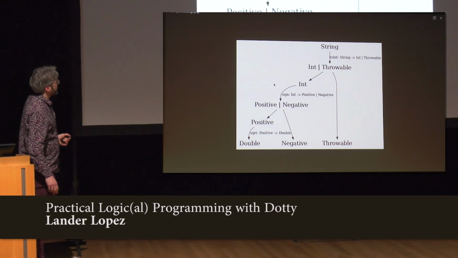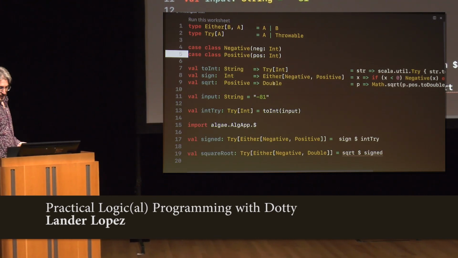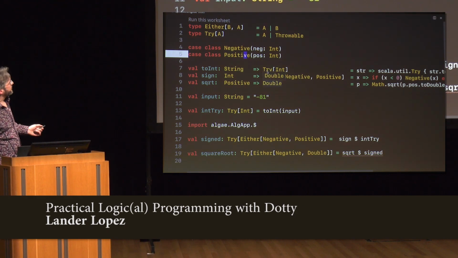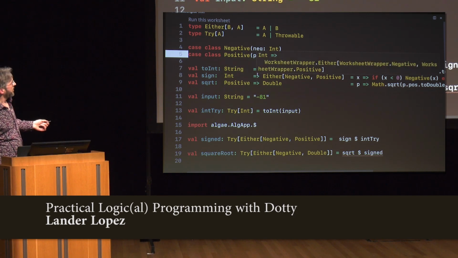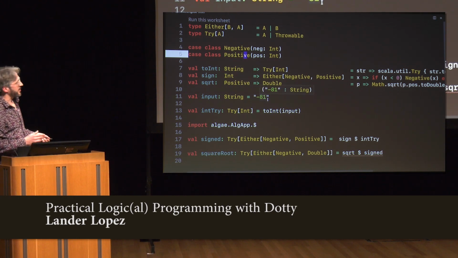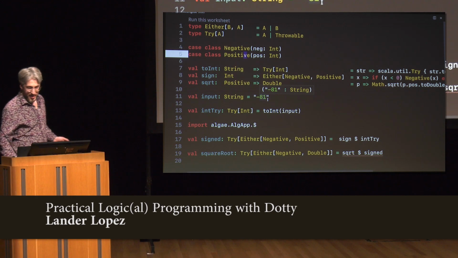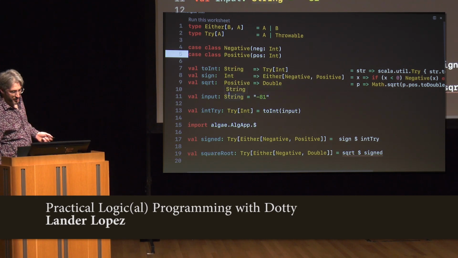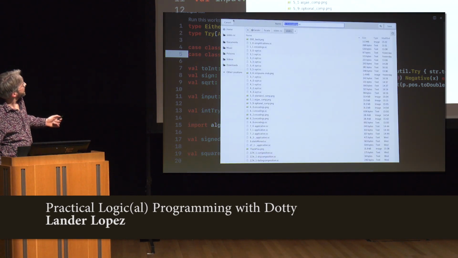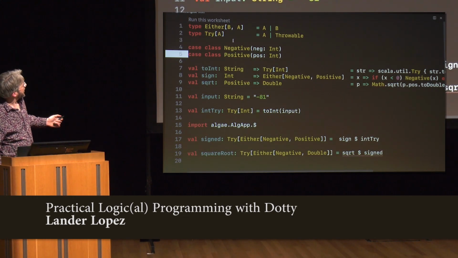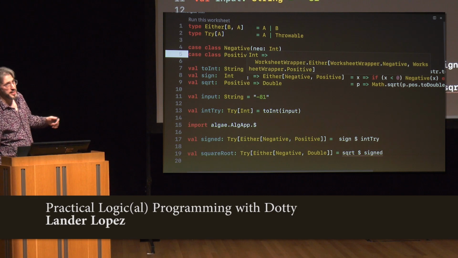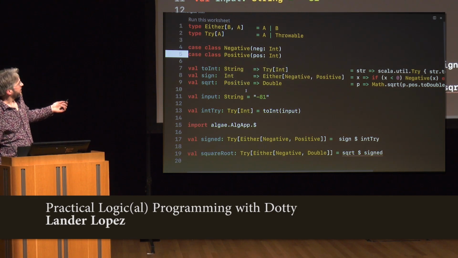How do you think about your function? If we implement that in a dummy way, there is nothing too much to see here. A string to int, from a string to a Try of Int. We simply try the toInt and wrap it in the throwable. A sign will return an Either of negative or positive, Either being, again, simply a type alias from A to B. Negative, positive. In Dotty there are opaque classes, which will probably be a better use of this. And then finally a square root, which is now simply from positive to double.